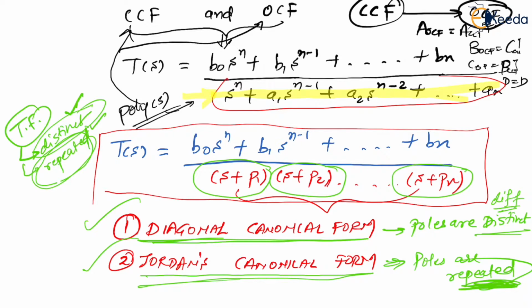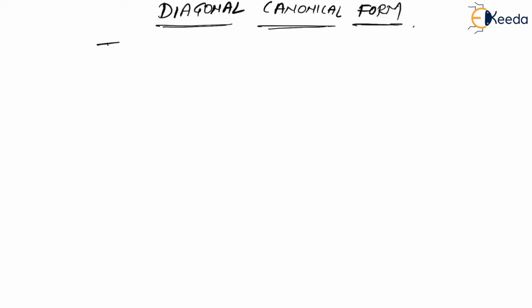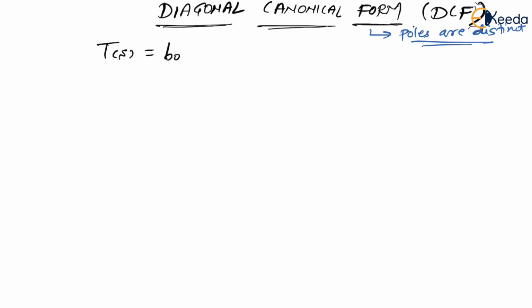Now let us speak about diagonal canonical form. In this case the transfer function that we are going to have is this way. This is also called DCF, and let me write down that this is applicable when poles are distinct. This is very important. In the sense all p1, p2, p3, up to pn are all different. So this is applicable for a transfer function T of s equal to this.